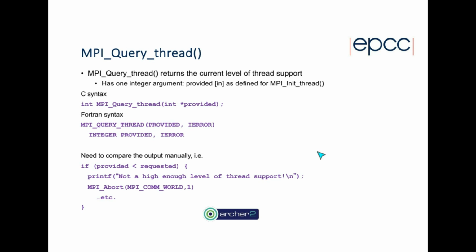And then there's also just a query function. So you can query the provided value at any point in the MPI code. You don't have to do it just at the MPI init stage. It allows you to have a sort of defensive programming style. So if the value that's provided is less than what you asked for, then you can take some suitable avoiding action, like terminate the program because it might not work correctly.